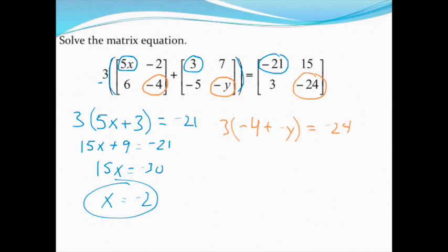Some people may be wondering about all the other elements in there, like the 6 or the negative 2. None of that matters for what we're doing. If you want to go through and work it out, you'll see that it does work out to be a 3 or a 15, but it doesn't matter for what we're doing. We're not concerned with that. So distribute 3, so negative 12 plus negative 3y would equal negative 24. I'll add 12 to both sides, so negative 3y would have to be negative 12, and finally I'll divide, and there's my answer of y equals 4.